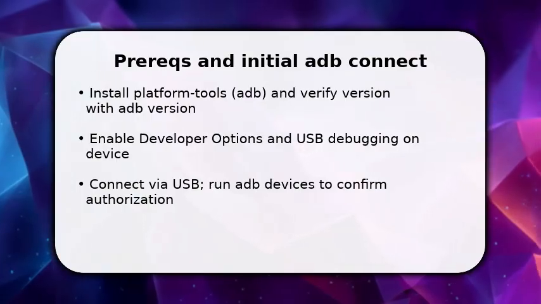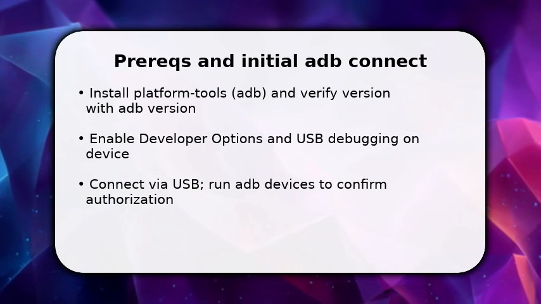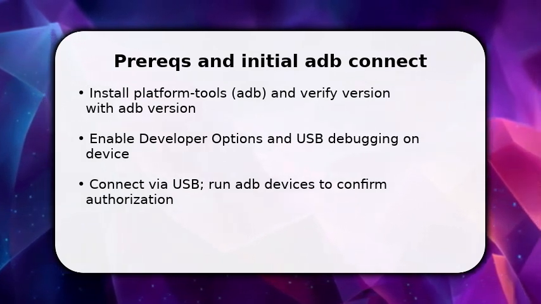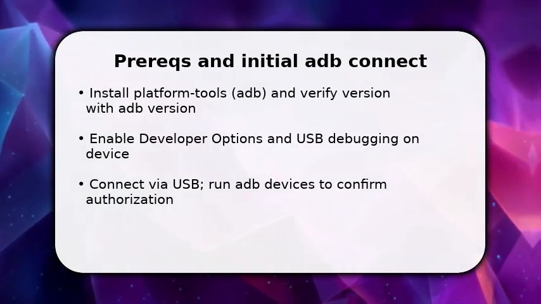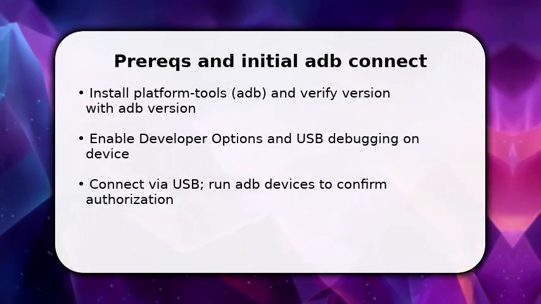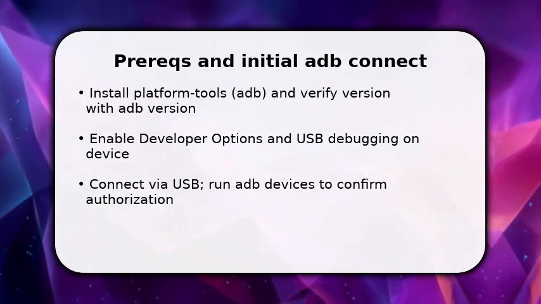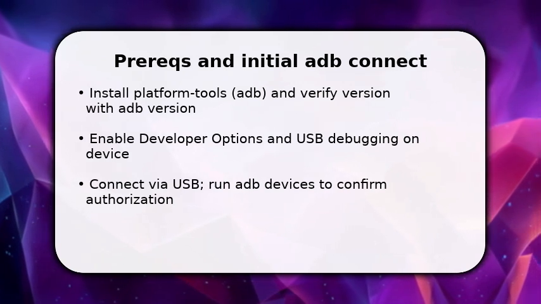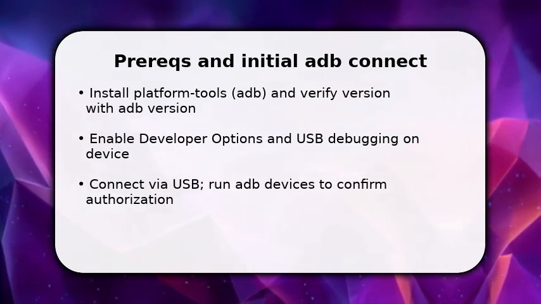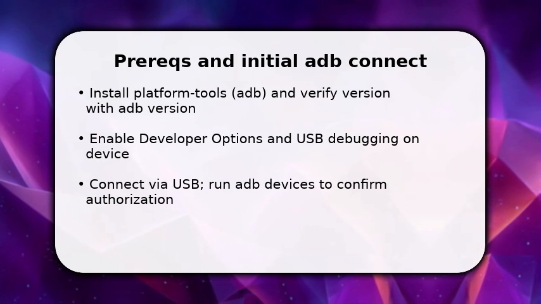You start by confirming prerequisites, platform tools installed and developer options enabled. Plug the device in and enable USB debugging. You must accept the RSA prompt on the phone. Once done, run adb kill-server, then adb start-server to ensure a fresh session.